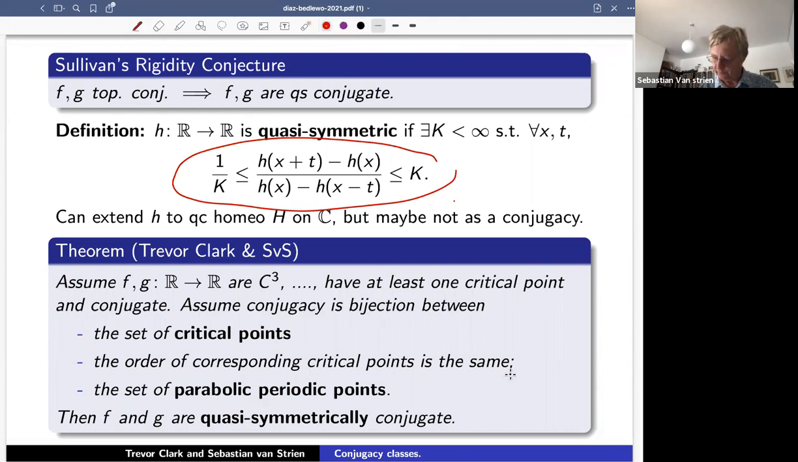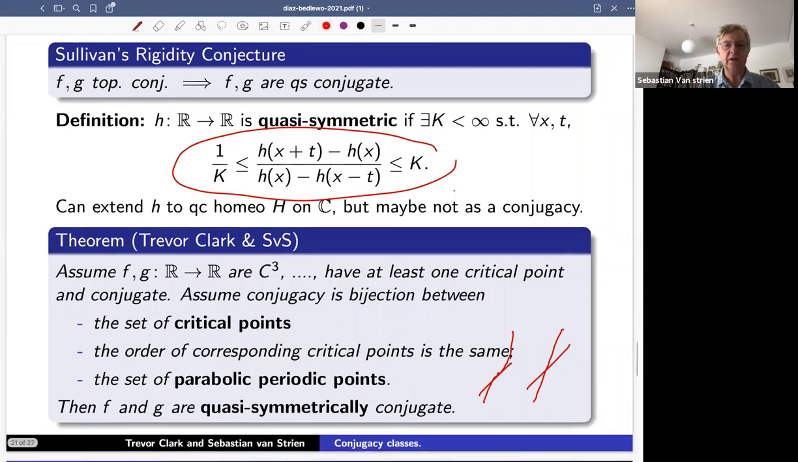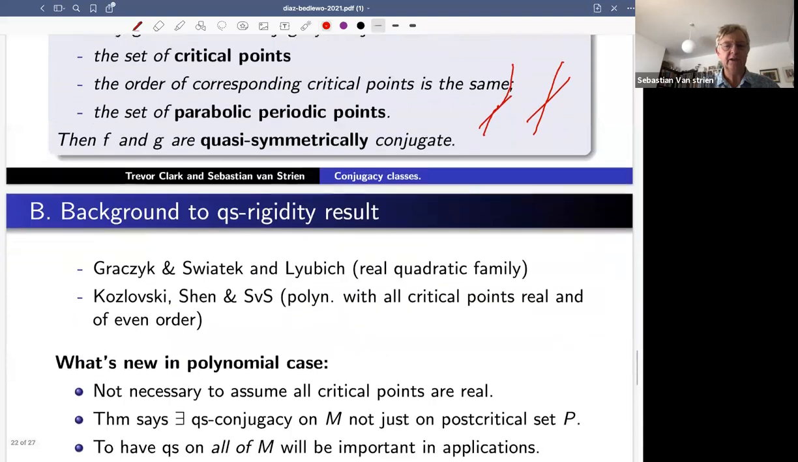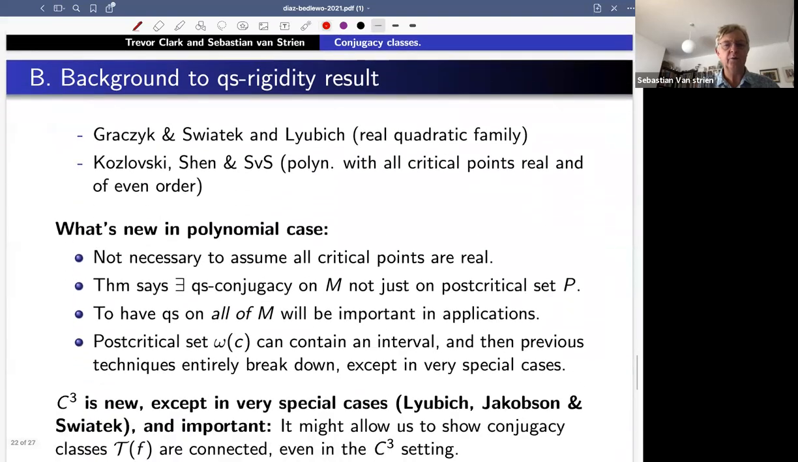That I need to assume, because topologically parabolic points and expanding points are kind of the same. You can't see them on the real line, but in the complex plane, of course, you can see them. So that's why we need to assume that. But then the maps F and G are quasi-symmetrically conjugate. And this is actually quite useful.